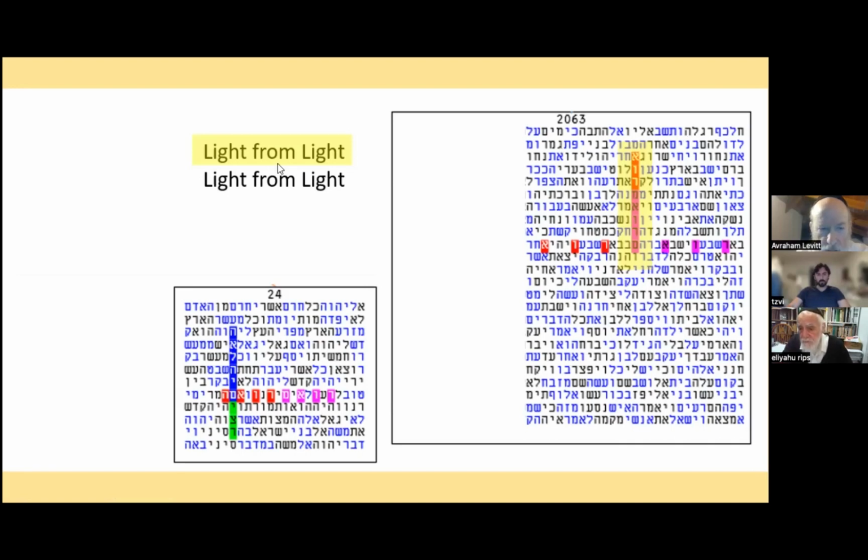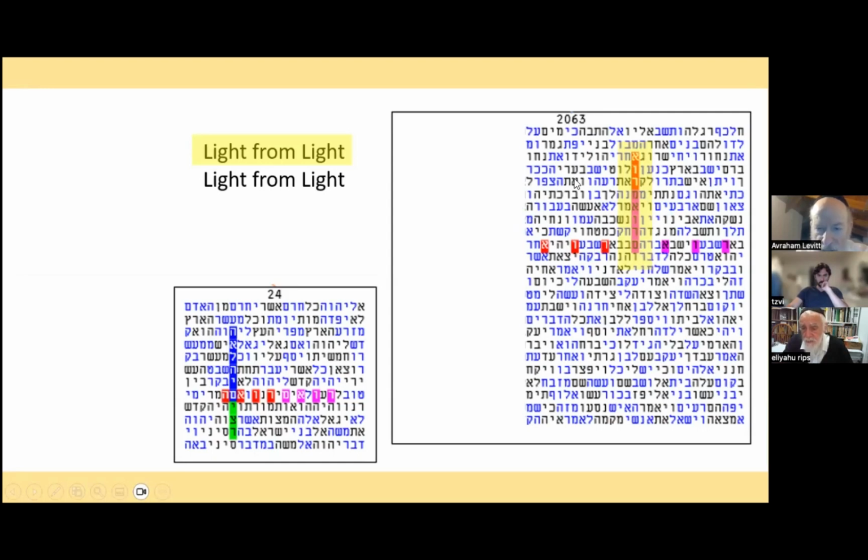I see at least light from light with a skip of 4, right? Yes, the same words, light from light with a skip of 4, and crossing it is the same words again, light from light with a skip of 2063. So to have such a long expression crossing itself is very unusual. It's yet another echo. So that's already an interesting result.